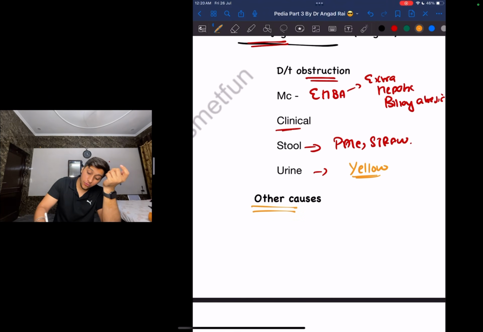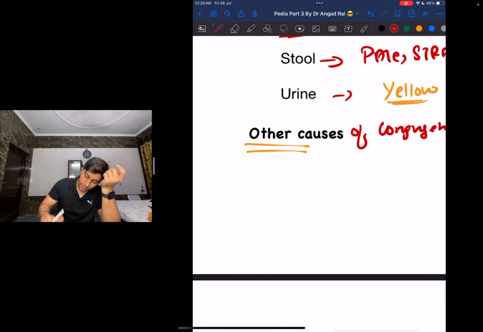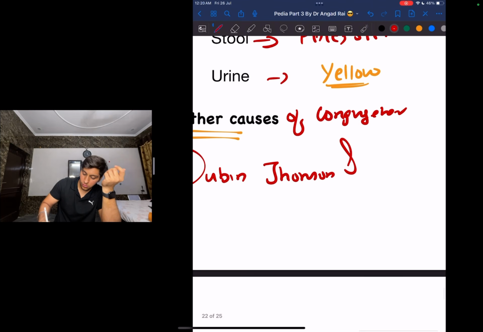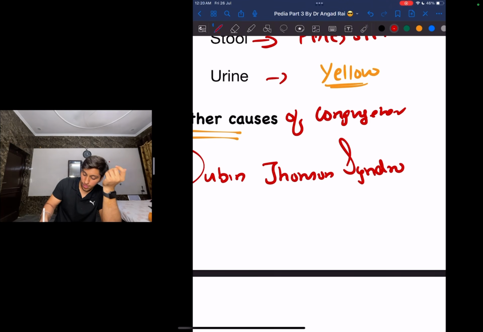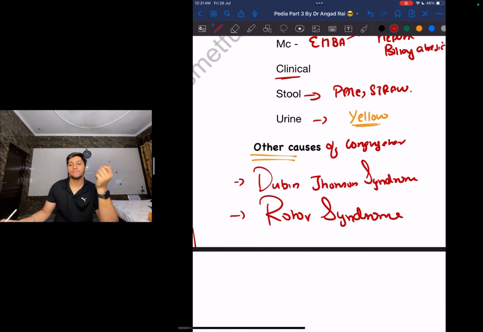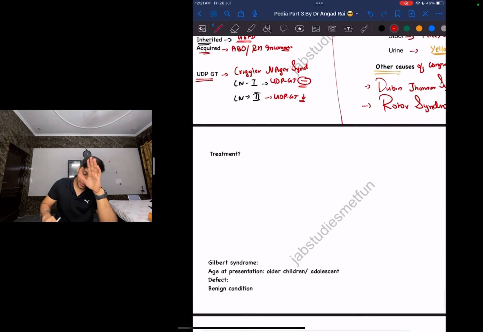Other causes of conjugated pathological jaundice, okay, we're talking about conjugated type here, is Dubin-Johnson syndrome. Another one is Rotor syndrome.